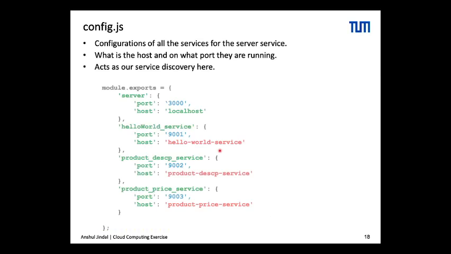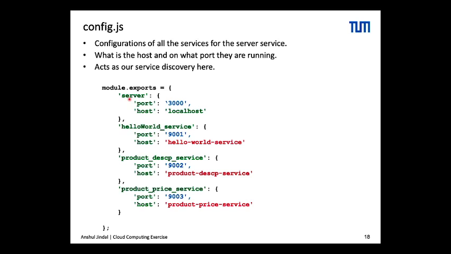Now the other important file, the config.js. This config.js is present within the server. The server needs to know where all the other 3 microservices are running: the hello world, the product description, and the product price. And this is the configuration present within the server folder.